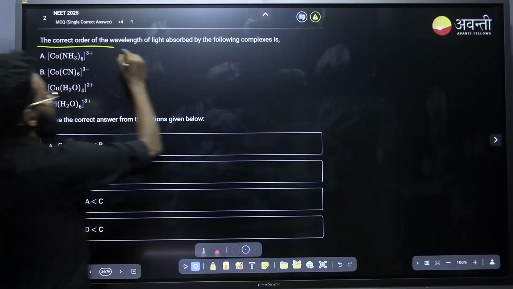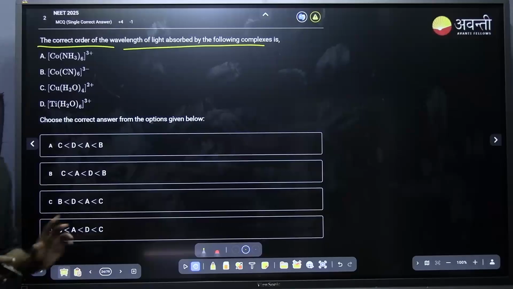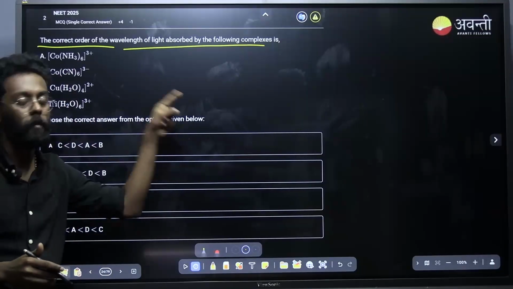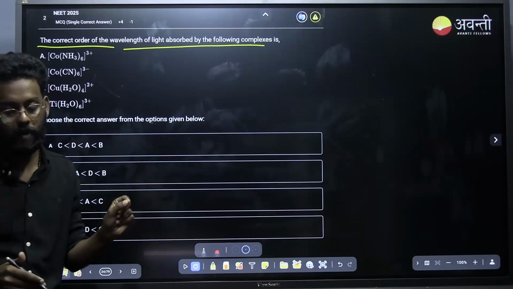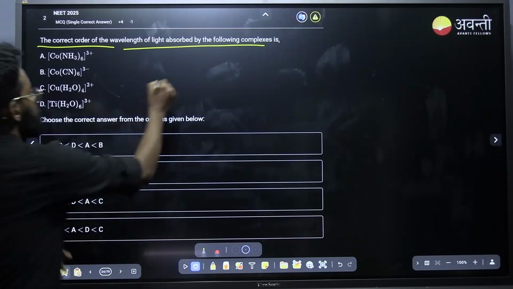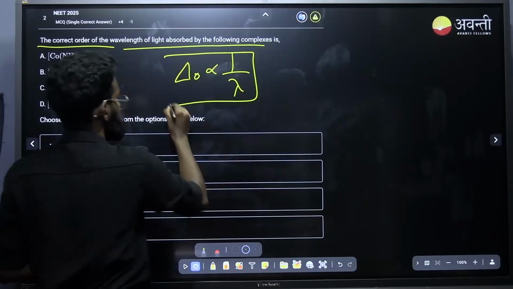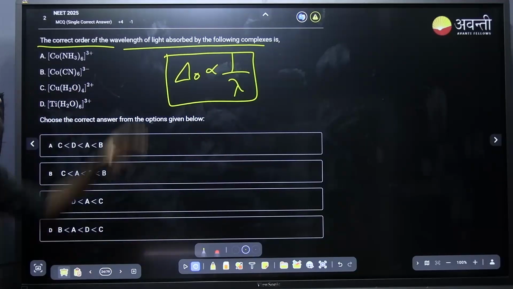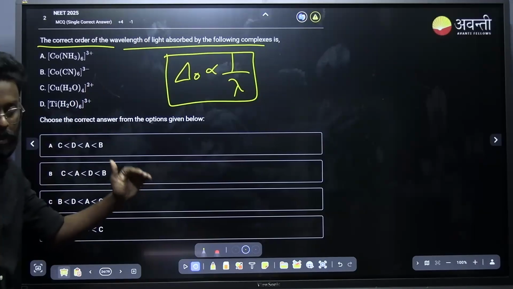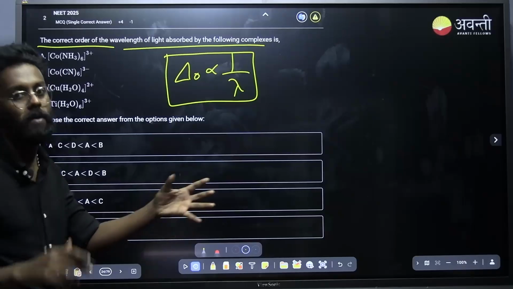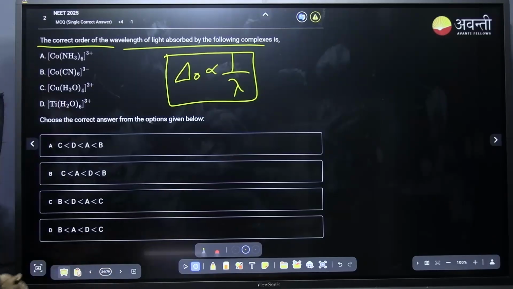Correct order of the wavelength of light absorbed by the following complexes. I forgot to mention how the wavelength of light absorbed by the complex is related to crystal field splitting. Crystal field splitting energy is inversely proportional to the wavelength of light absorbed. Just note down this point. Higher the splitting energy, lower will be the wavelength absorbed. We all know that energy and wavelength are inversely proportional. That concept only we are using here.